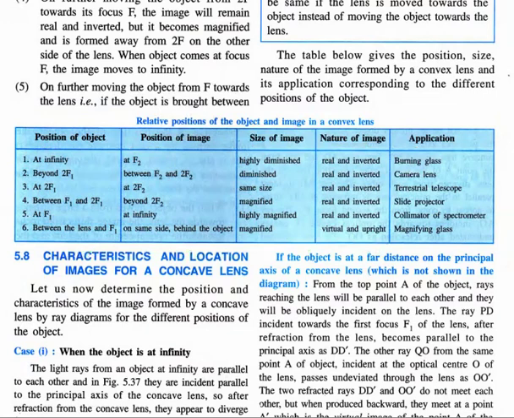Nothing much, we'll just go through it. So for infinity, the position of image is at f2, beyond f2, between f2 and 2f2, at 2f1, at 2f2, between f1 and 2f2, beyond 2f2, at f1, at infinity, between the lens and f1 on the same side behind the object.